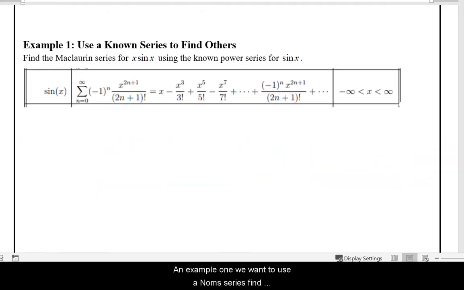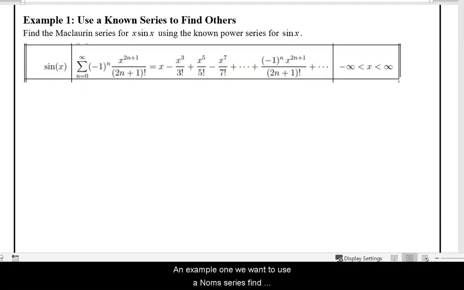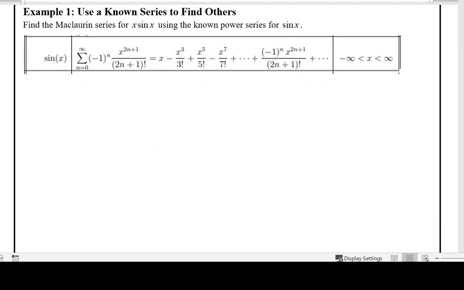In example 1, we want to use a known series to find a different series. In this problem, we want to find the Maclaurin series for x sine of x, which is not a known series, by using the known power series for sine of x. Again, this series was developed by using a Taylor polynomial, or in this case, a Maclaurin polynomial centered at a equals 0 and developing the formula. Now we want to take this known series for sine and use it to create a different series for x sine of x.